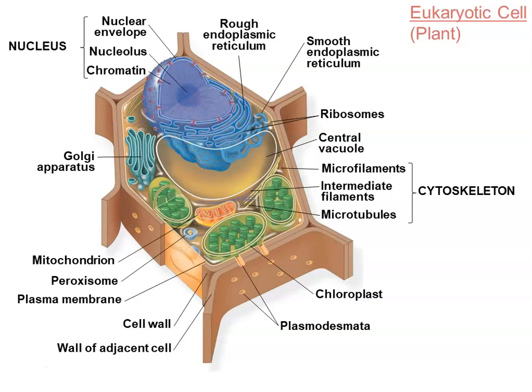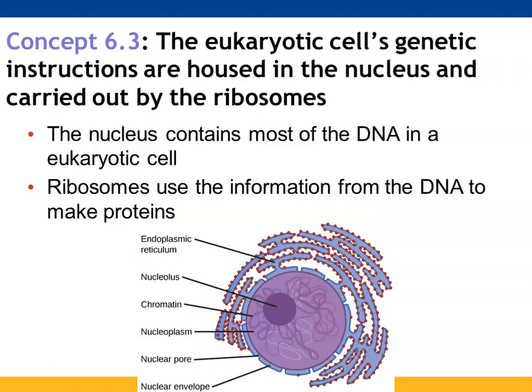The other organelle that we do not see in our animal cells that is present is your chloroplast. So that's going to be a special feature just to your plant eukaryotic cells.